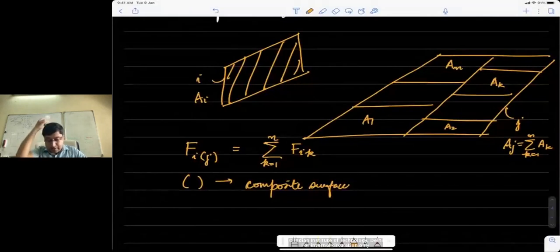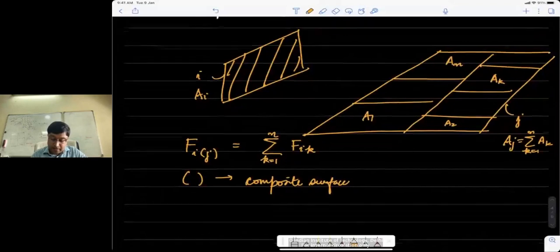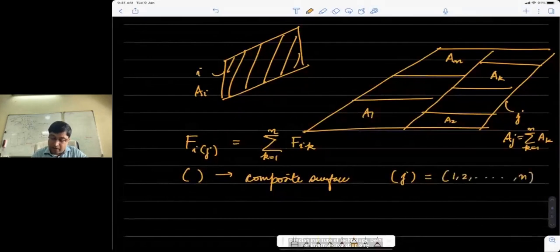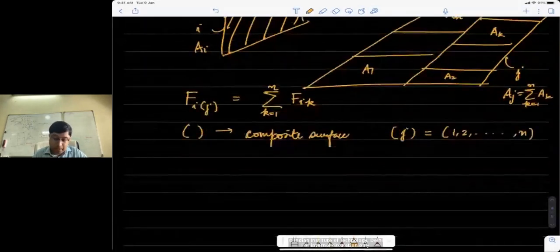As I said, we can use this. It's just the additive property of view factors that we are going to use. Now, J, remember J is composed of many surfaces. So I will actually use something to turn this problem around.